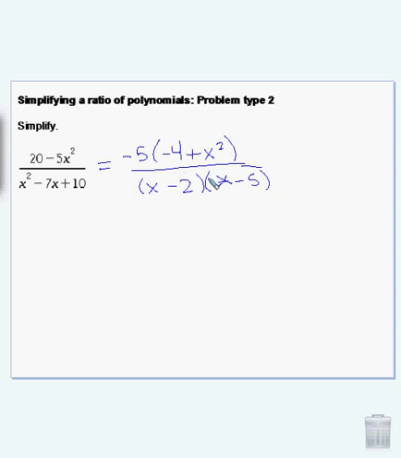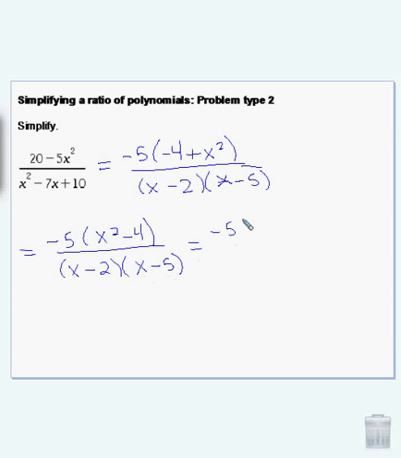Now I need to factor this, but first I'm going to rewrite it into something that looks more familiar. I'm going to put that x squared in front, then minus 4. That way I have a very obvious difference of squares. So in order to factor that, that's going to factor to x plus 2 times x minus 2, since 2 is the square root of 4. And in my denominator I still have that x minus 2 times x minus 5.